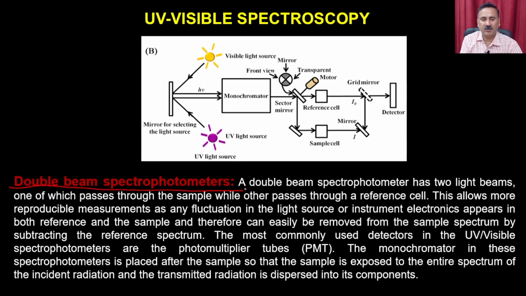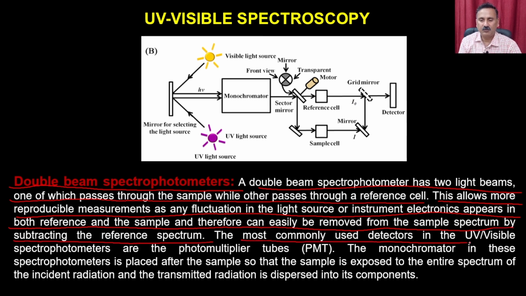So a double beam spectrophotometer has two light beams, okay? One of which passes through the sample while the other passes through a reference cell. This allows a more reproducible measurement, as fluctuation in the light source or the instrument electronics appears in both the reference and the sample, and thereby can easily be removed from the sample spectrum by subtracting the reference spectrum.